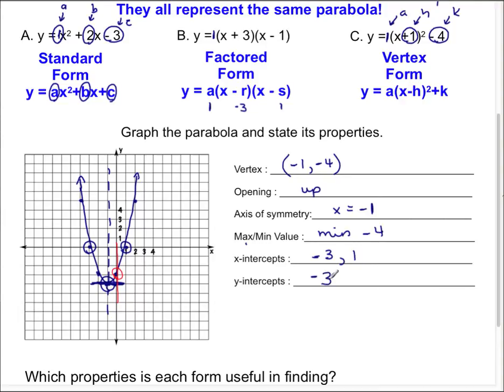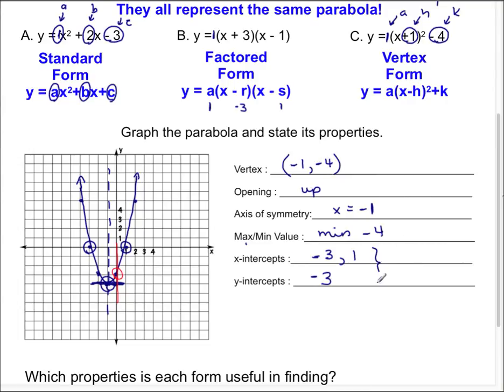Now, I'm just going to point out that all of these numbers we saw just in the equations up here. So this -1, -4 came from vertex form. Opening up is because of that a value out front, and this is in all of them, the a value out front is positive. There's no negative. If there was a negative, this would be turned over. Axis of symmetry comes straight from the vertex, x equals -1, and the max or min value comes from the vertex point, on this one -4.